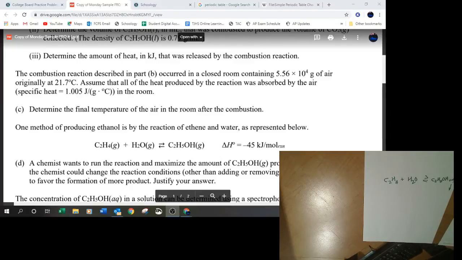Okay. It's good. Why am I not thinking? Because it's in an enclosed container.